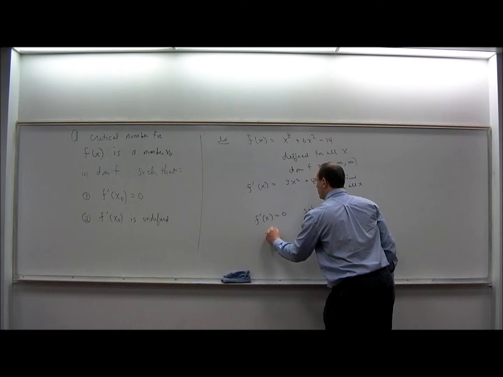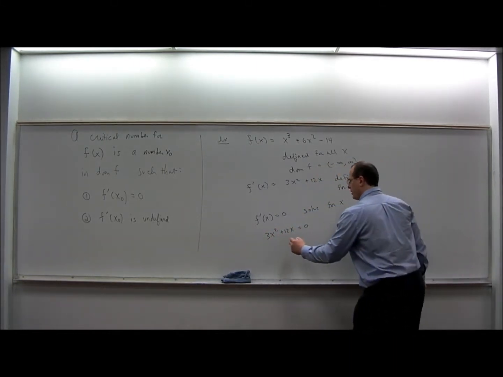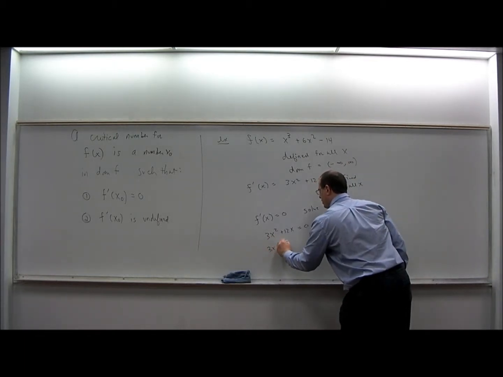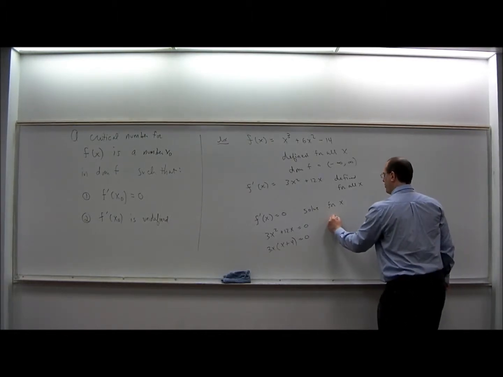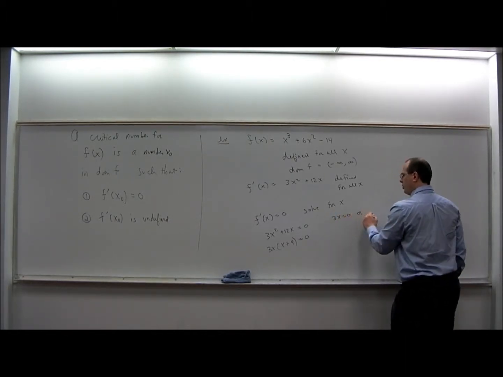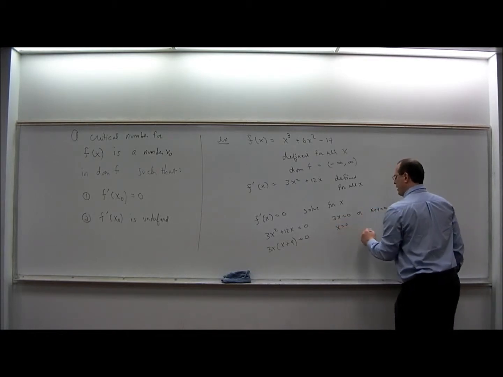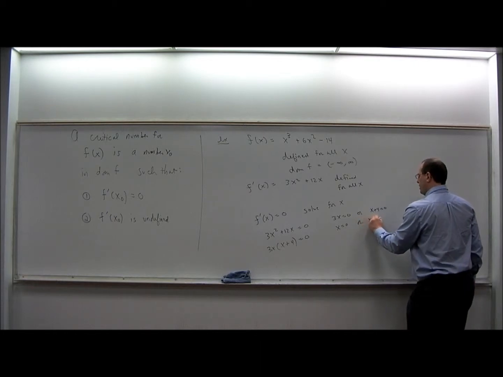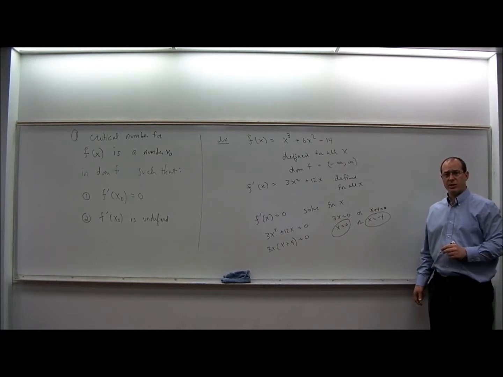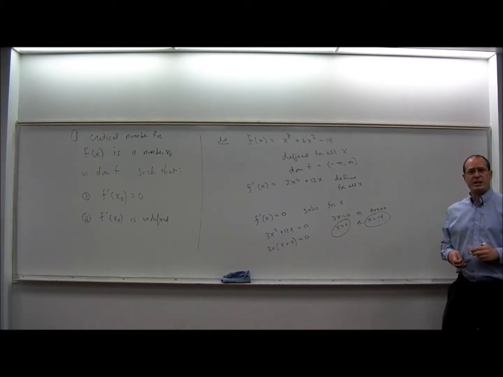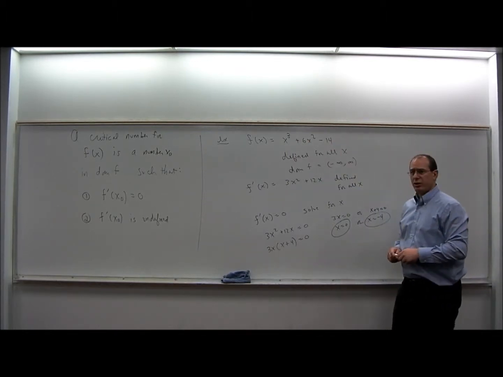So 3x squared plus 12x equals 0. If we factor out 3x, we get 3x times x plus 4 is equal to 0. So either 3x is equal to 0 or x plus 4 is equal to 0. In the first case, x is equal to 0, and in the second case, x is equal to negative 4. So this function has two critical numbers: x equals 0 and x equals negative 4 for this cubic polynomial.